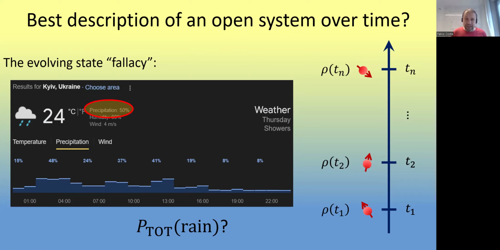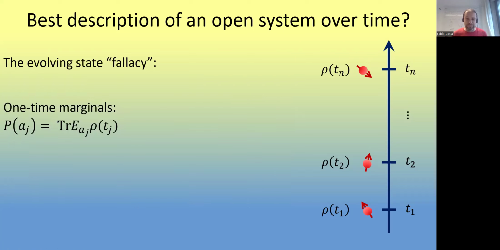Okay, so this is to highlight the fact that when we're talking about a general open system in time, we really have to keep track in general of temporal correlations. Now, what are we actually doing when we consider a time evolving state? If we give this quantum description of a state at any given time, what type of information does this give us? So this allows us to calculate the one-time marginals.